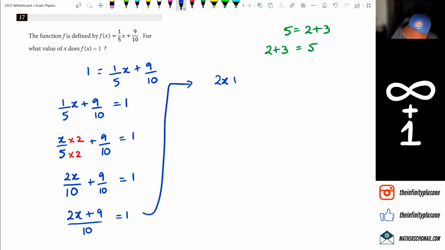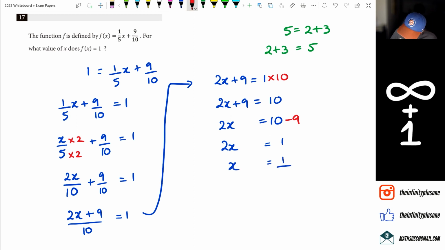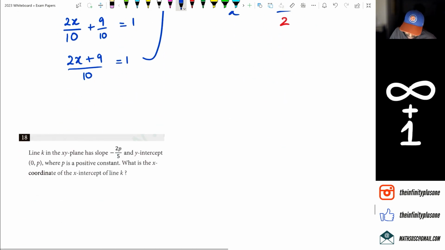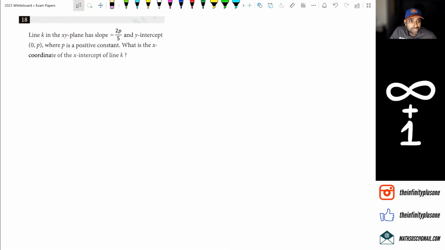In this next step, I'm going to get rid of the 10 by bringing it to the other side and multiplying it. So I've got 2x plus 9 is equal to 10. Take away 9, and I've got 2x is equal to 1, and x is equal to 1 over 2. You could leave it as a decimal, but I think you might need to check your rules on it, because I read very briefly that your answers had to be written in a certain way. Anyway, let's go to question 18.